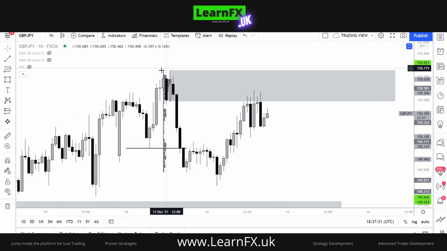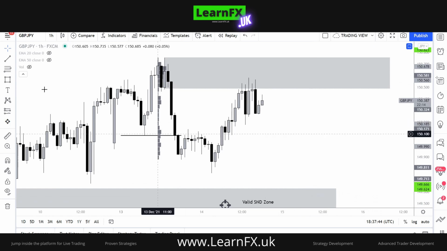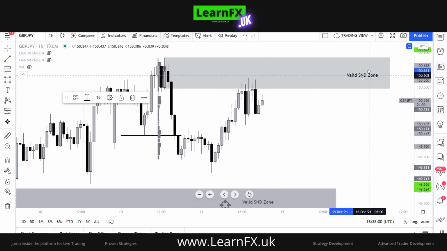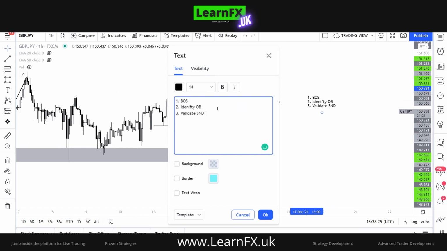So just to recap, we pull the volume profile from the swing high to the swing low of our impulsive move, and we can see that most of the volume traded in and around this price point. So that is going to validate our zone, right? Number 3, validate S&D zone using volume profile.